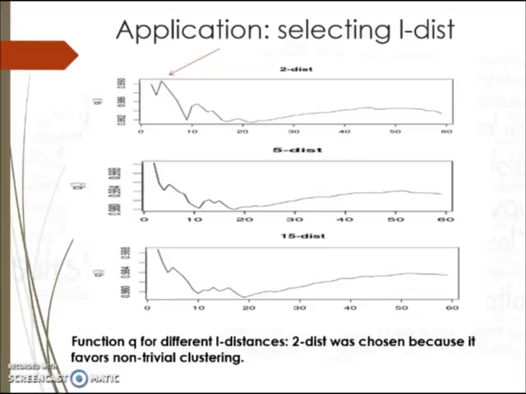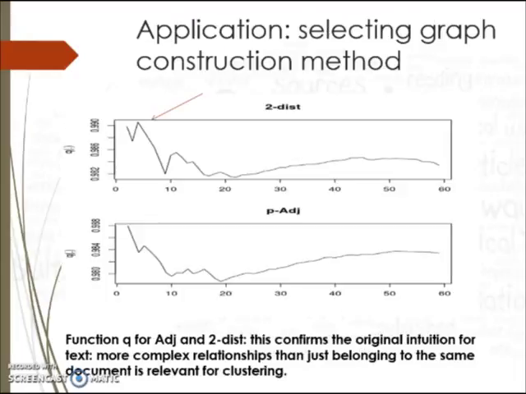The second thing was we select our distance. Again, we can use 2 distances, 5 distances, or 15 distances. We're going to choose 2 distances because it gives a non-trivial solution, which the other two don't. And finally, we can compare what happens for this example with our two distance and our adjacency relationship. And we see that this confirms the original intuition for text. More complex relationships than just belonging to the same document are relevant for clustering.